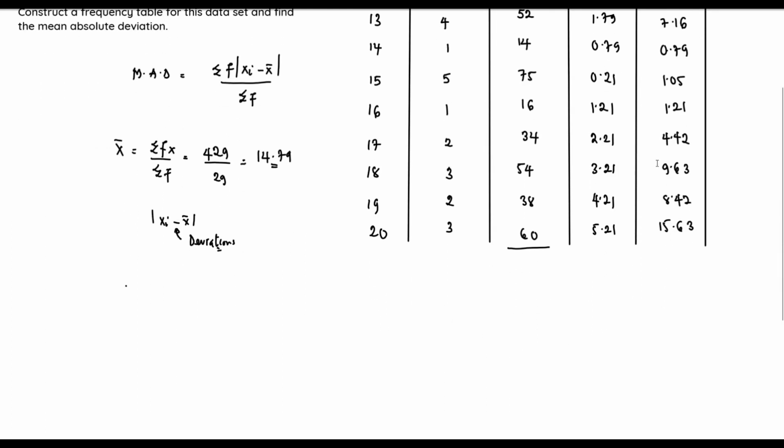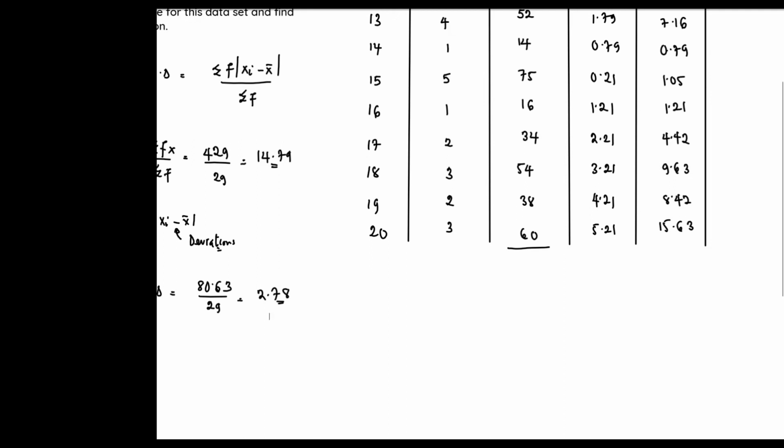So the formula for the mean absolute deviation is going to be equal to 80.63 divided by 29, and when we do that, that gives us 2.78. So the mean absolute deviation of our data set is equal to 2.78, approximated to 2 decimal places. So let's solve the next question.